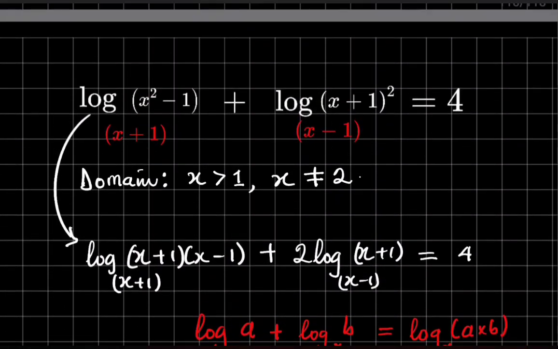The equation log of x squared minus 1 base x plus 1, plus log of x plus 1 raised to the power 2 base x minus 1, is equal to 4. It has no real solution.